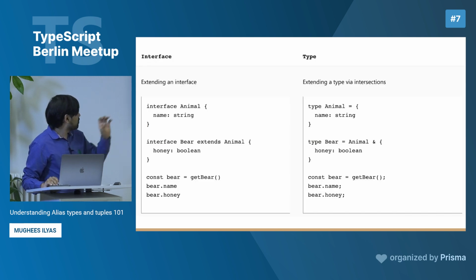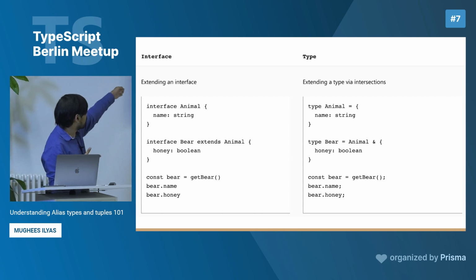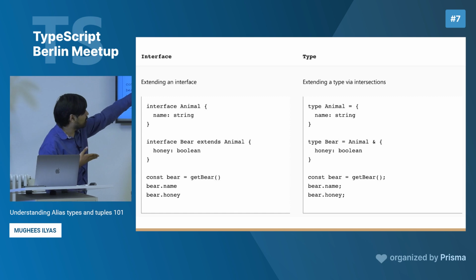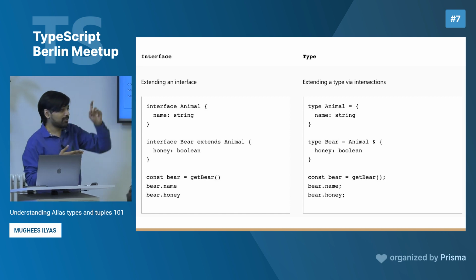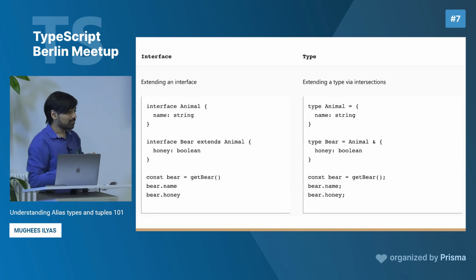So just a side-by-side comparison of types and interfaces. With interfaces, you have Animal, and if you want to extend it to something, you extend it. With types, you have, again, Animal, and if you want to add, you just use an ampersand sign, and then both of them have the same thing in the end.